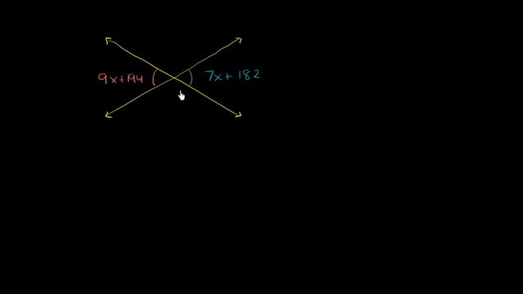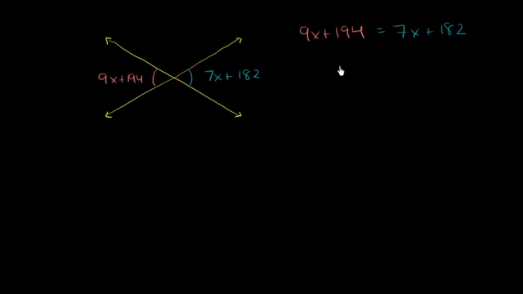Well, the thing that might jump out at you is that these two things are vertical angles. They're the opposite angles when we have these intersecting lines right over here. And vertical angles are equal to each other. So we know, because these are vertical angles, that 9x plus 194 degrees must be equal to 7x plus 182 degrees. And now we just have to solve for x.